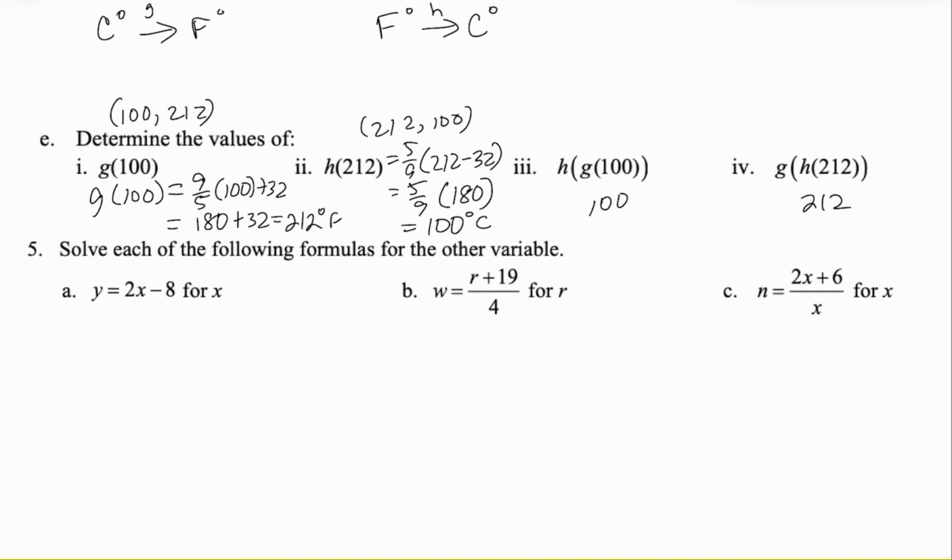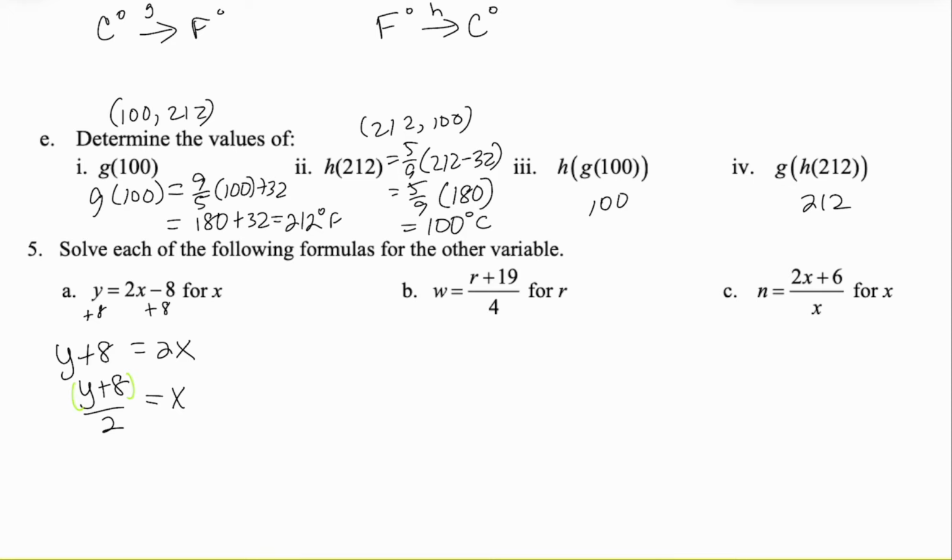So let's look at 5a. We want to solve this for x. So you are going to first add 8 to both sides. We get y plus 8 equals 2x. But we have to divide by 2. Put this entire side over 2, and that's a way that you can probably not make that mistake. You could also even put parentheses there if that helps that process.